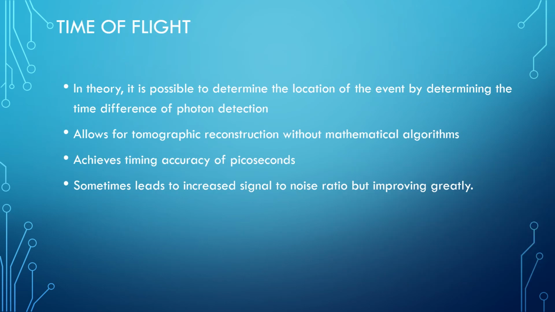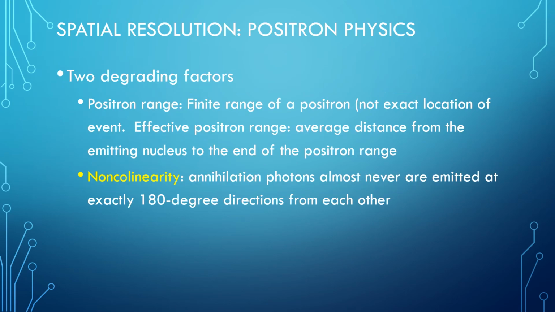Time of flight is an important concept in PET imaging. In theory, it is possible to determine the location of the event by determining the time difference of the photon detection. This allows for tomographic reconstruction without mathematical algorithms, and it achieves timing accuracy down to the picoseconds. Sometimes this leads to increased signal to noise ratio, but this is improving greatly with modern scanners.